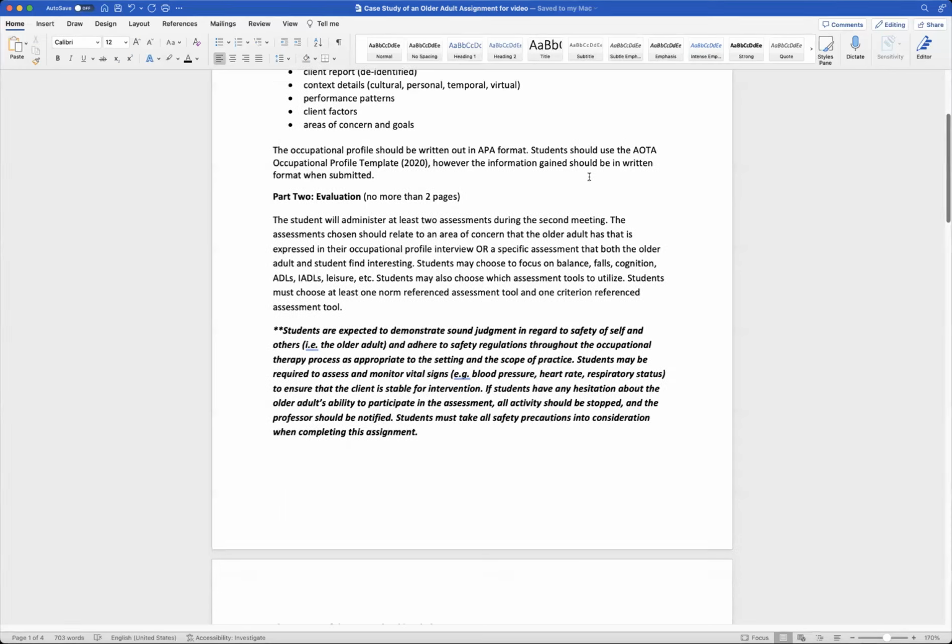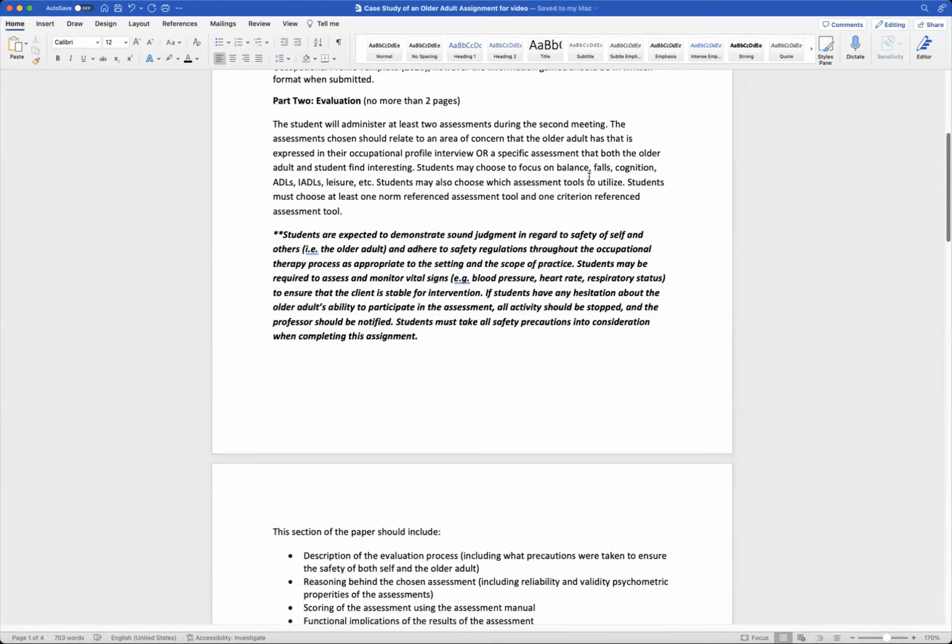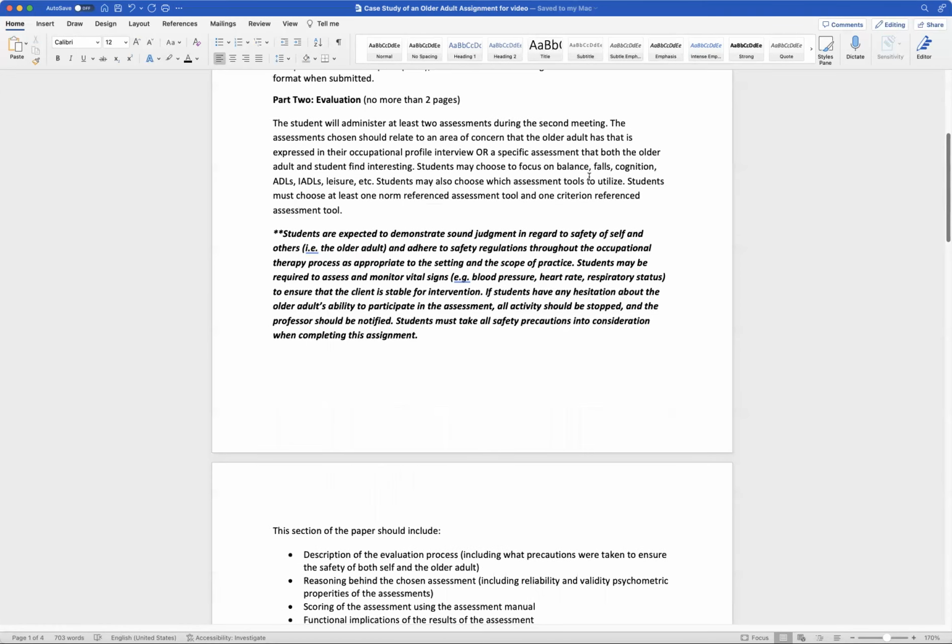Part 2 is the evaluation. So this is no more than 2 pages. You will administer at least 2 assessments during the second meeting. The assessments chosen should relate to an area of concern that the older adult has that is expressed in their occupational profile interview, or a specific assessment that both the older adult and you find interesting.